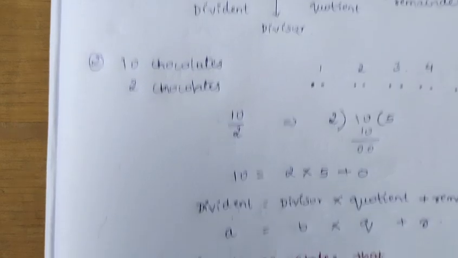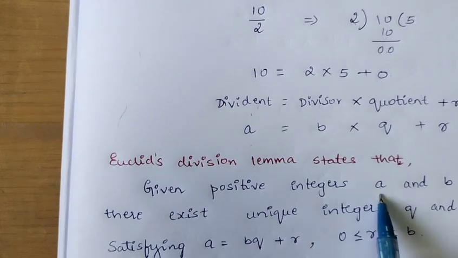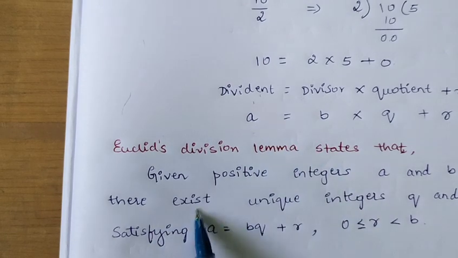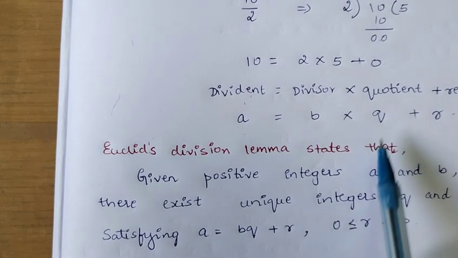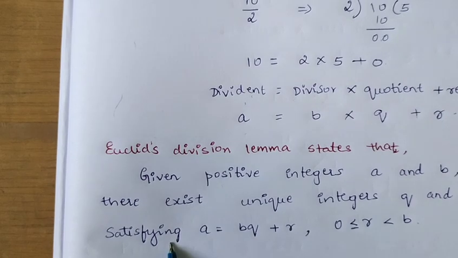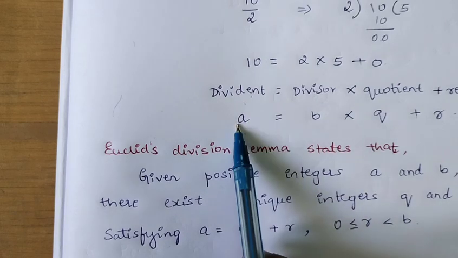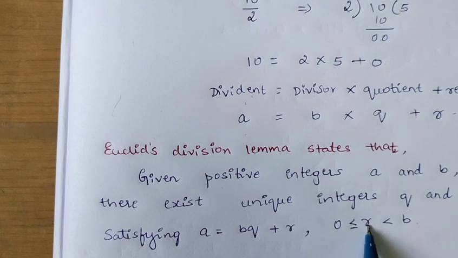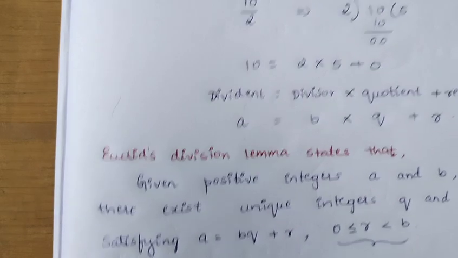Euclid's division lemma states that given positive integers a and b, there exist unique integers q and r satisfying a is equal to bq plus r, where the condition is r is greater than or equal to 0 and less than b. This is very easy, students. You can understand this one with the given examples which we have done earlier.